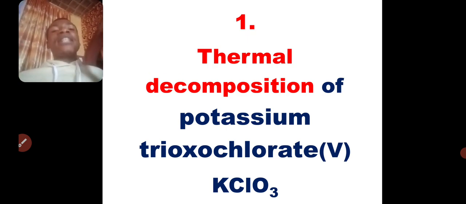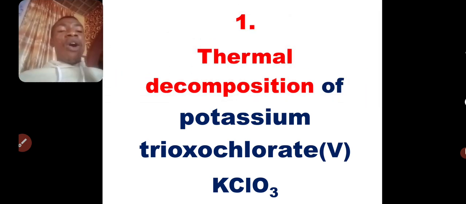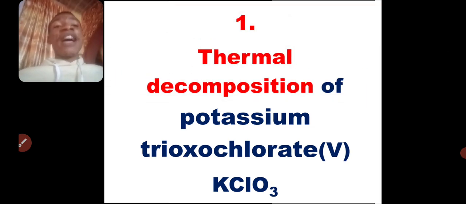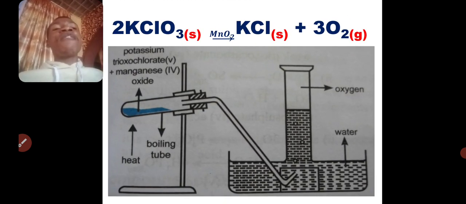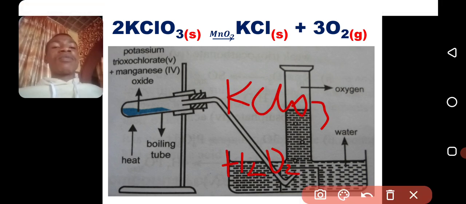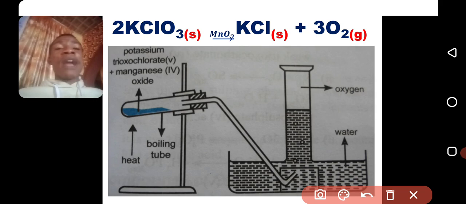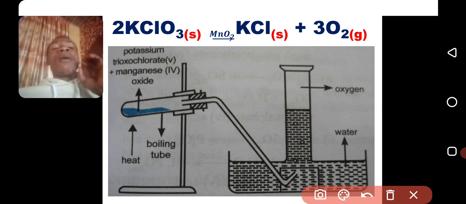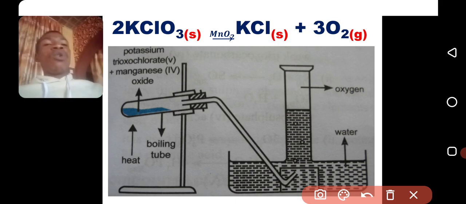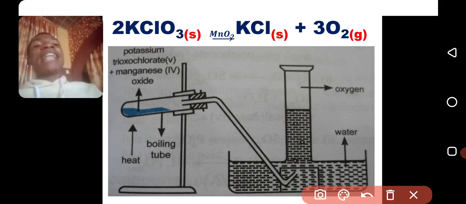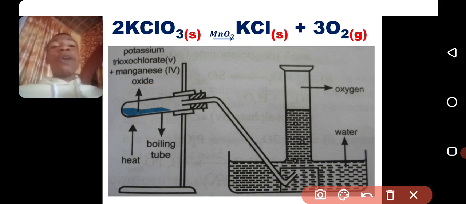Number 1, how do we prepare oxygen from the decomposition of potassium chlorate(V), KClO3? You put the potassium chlorate(V) inside a boiling tube, not a test tube. A boiling tube is thicker and can withstand higher temperature. So you are going to put manganese(IV) oxide as a catalyst to enable the decomposition to be very fast.